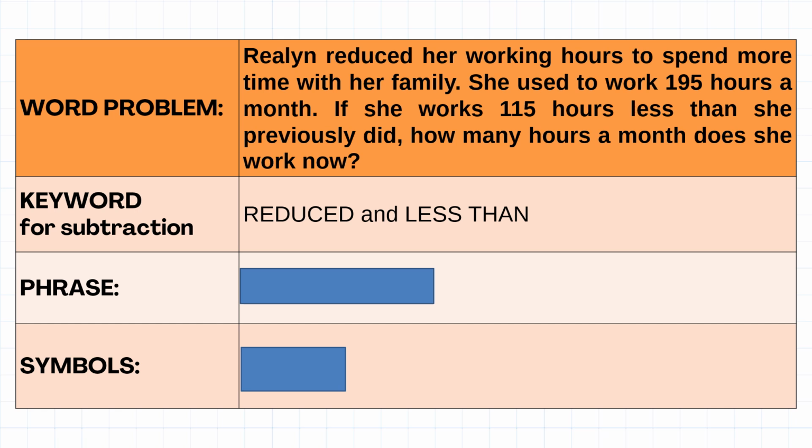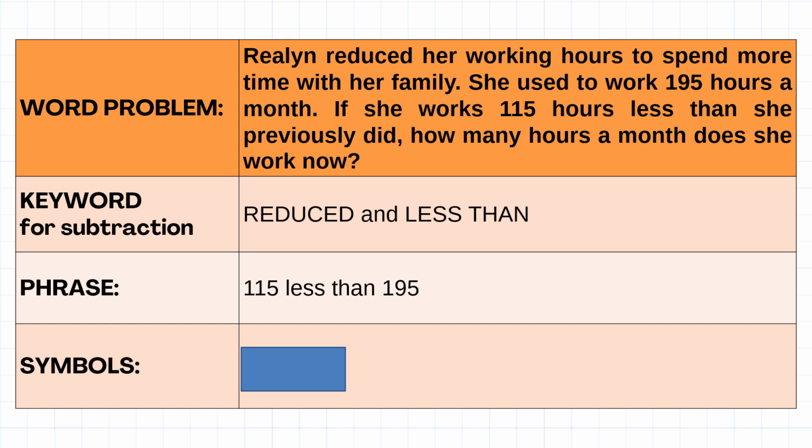Now, the mathematical phrase that can be extracted from the word problem, we have 115 less than 195. Take note, in the second statement in the word problem, it says there that if she works 115 hours less than she previously did, 195 hours. So 115 less than 195.